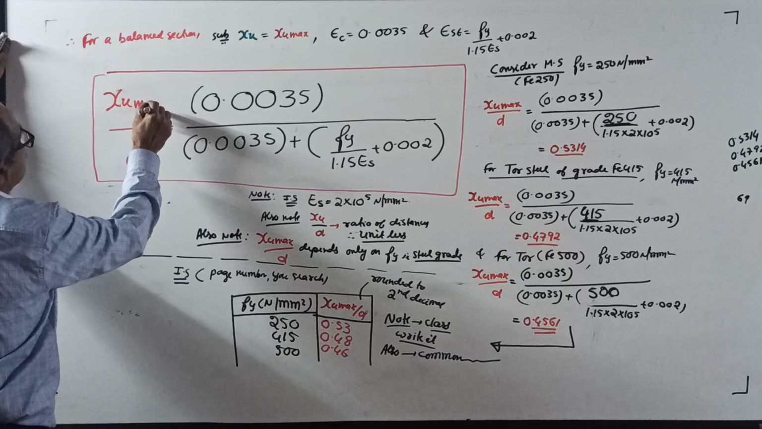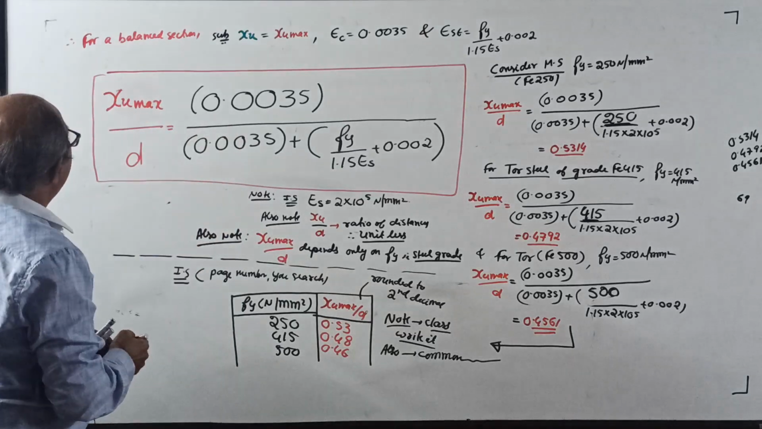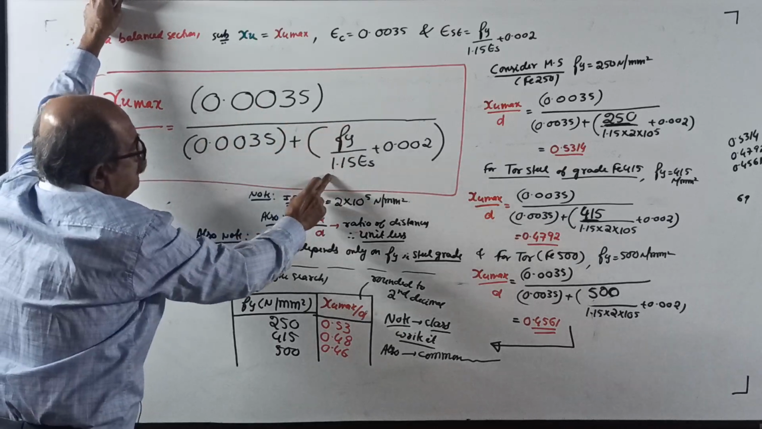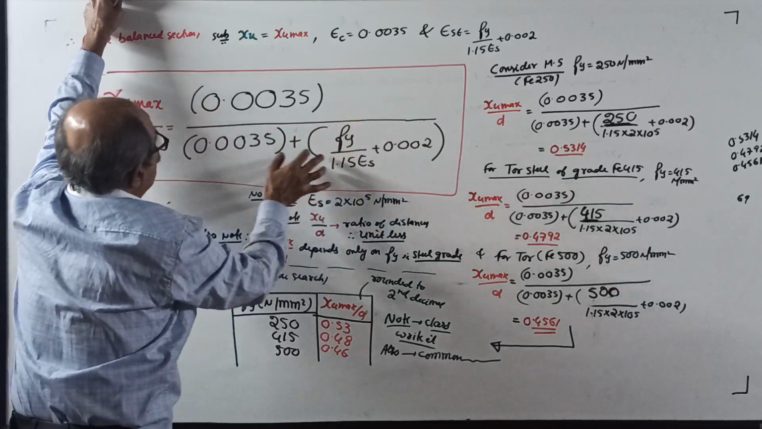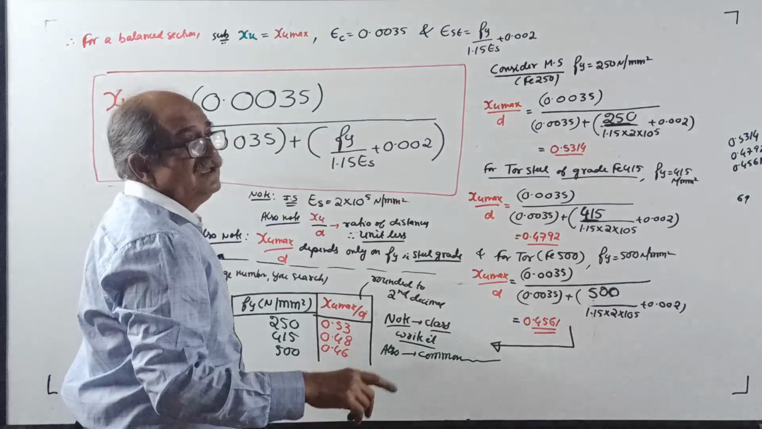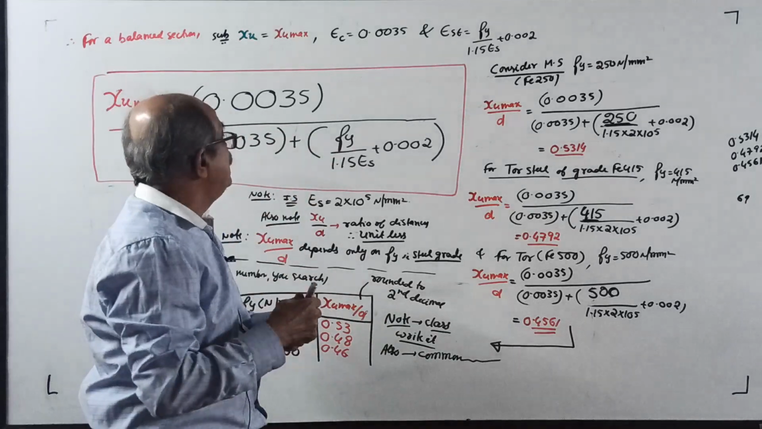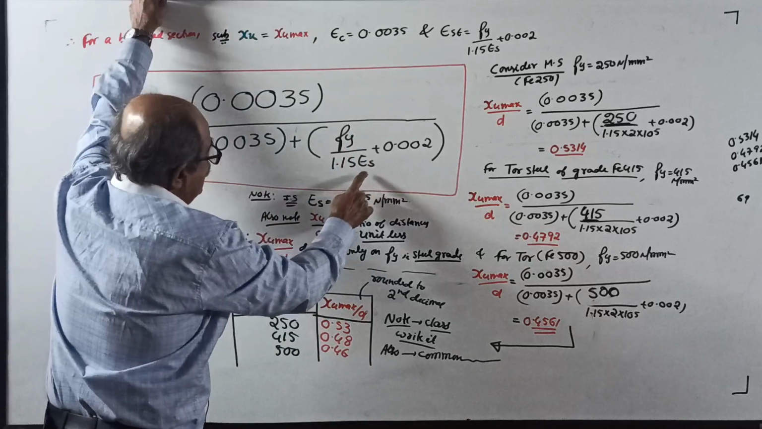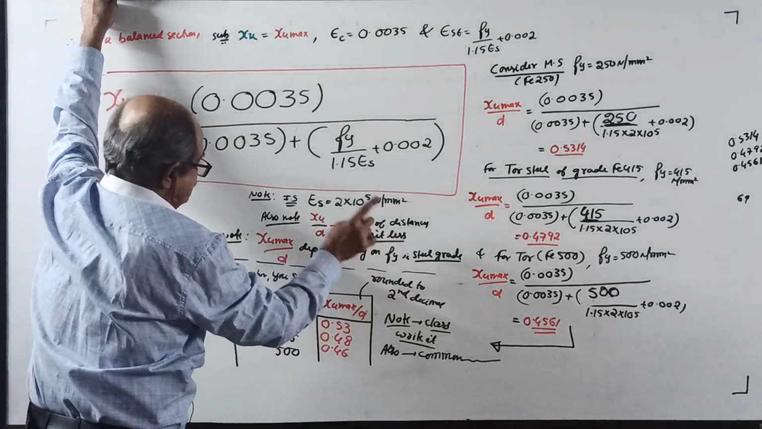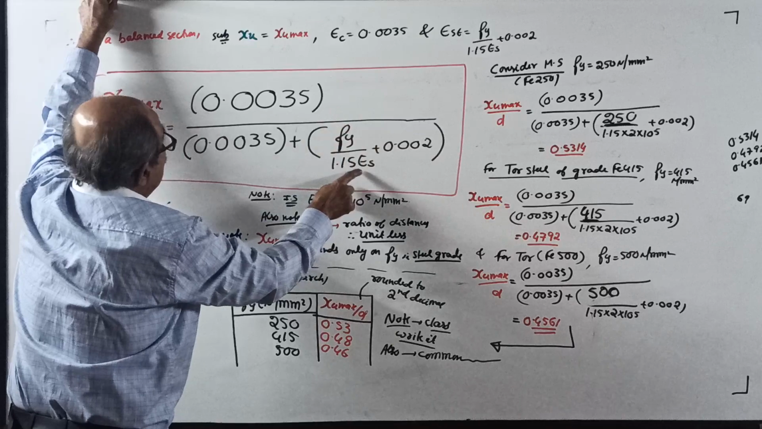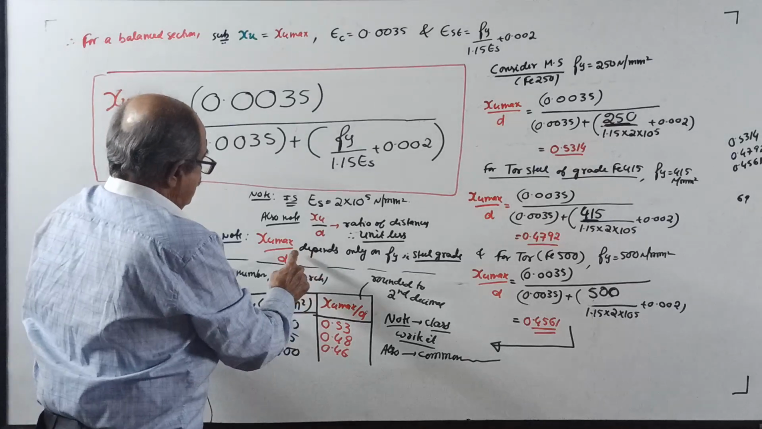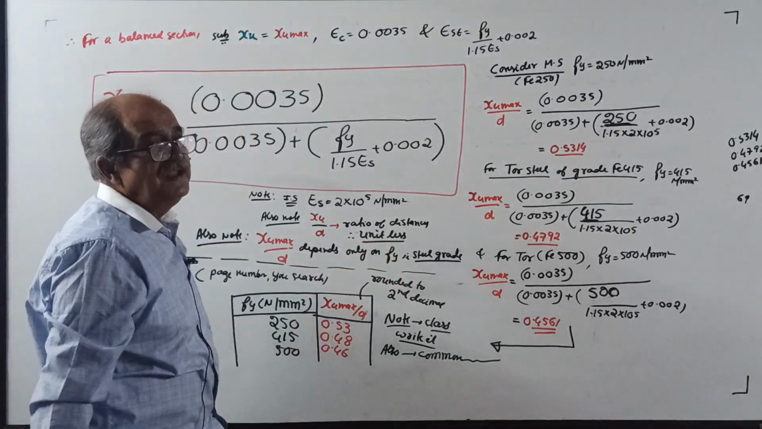XU max, I forgot, right. XU max by D equal to 0.0035 by (0.0035 + Fy by 1.15 ES + 0.002). See, some number divided by the same number plus something which depends on steel. You can make out here E of steel is 2 × 10⁵. So XU by D is a ratio of distances. It is unitless. And see, everything is constant here. ES is also constant. The only variable is Fy. So XU max by D depends only on Fy, that is, the steel grade.